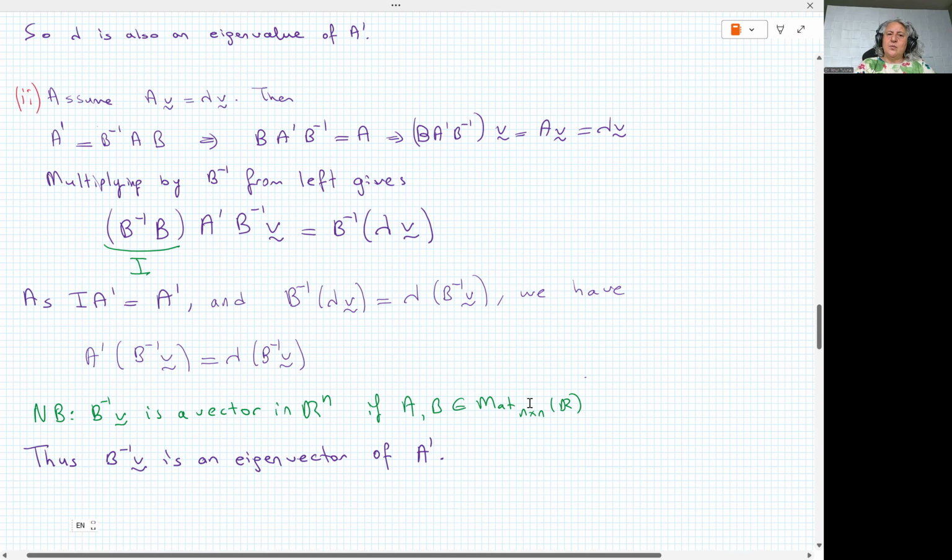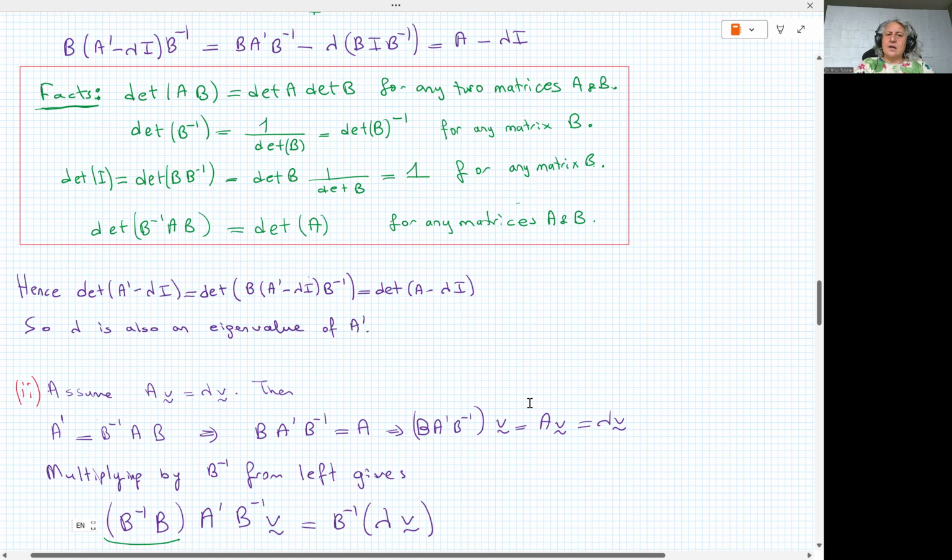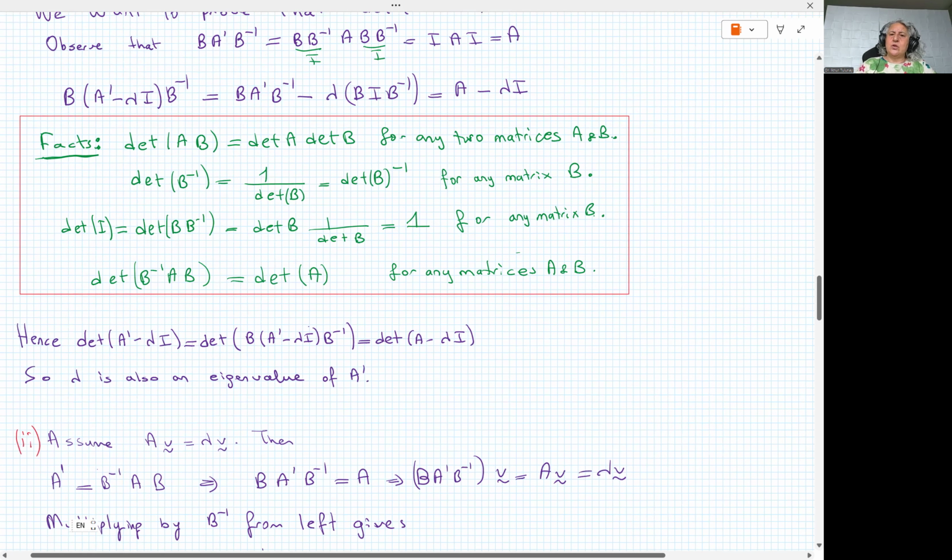I hope this will be helpful, and these facts are really important for determinants. I believe that everybody needs to know these facts by heart. That's the last thing that I would like to remind everyone.